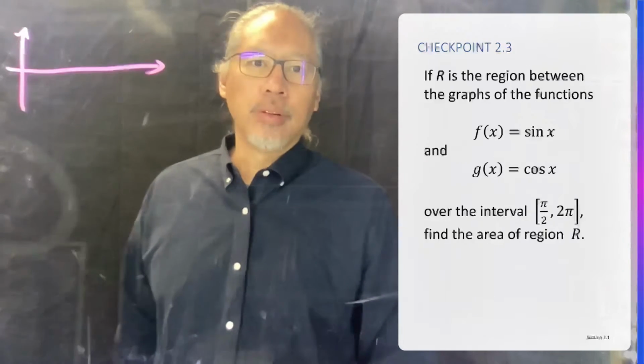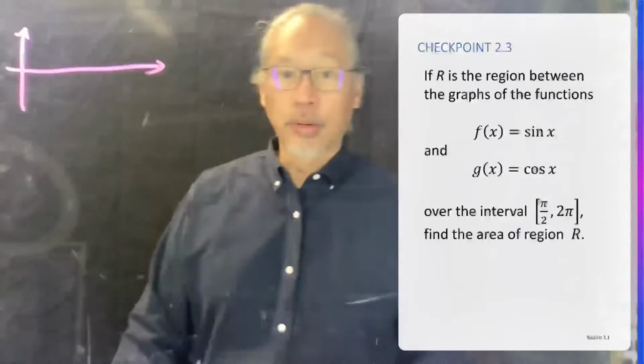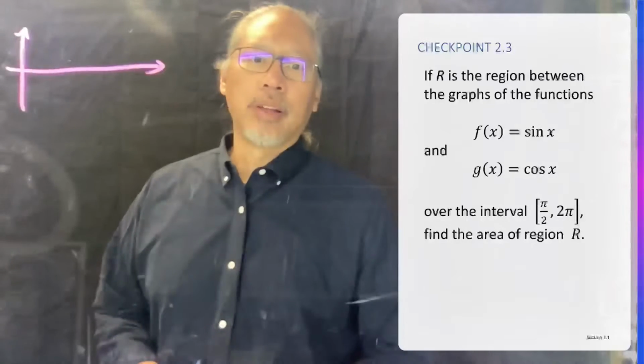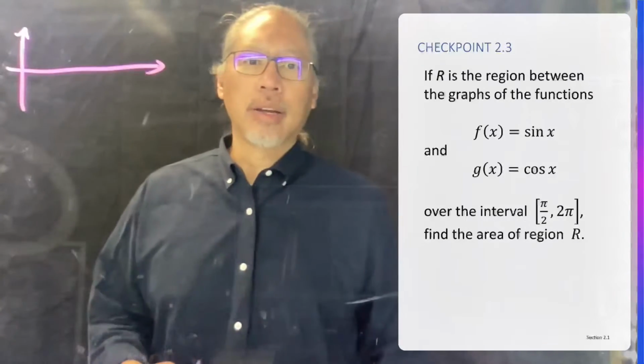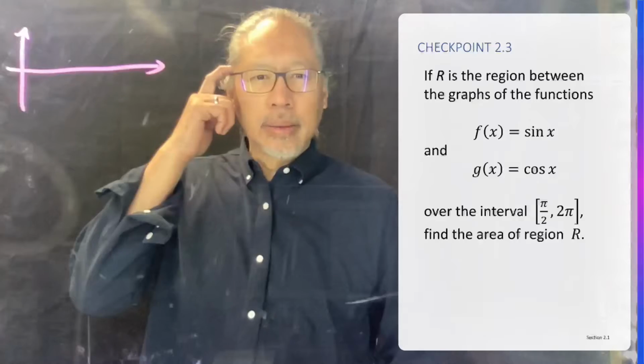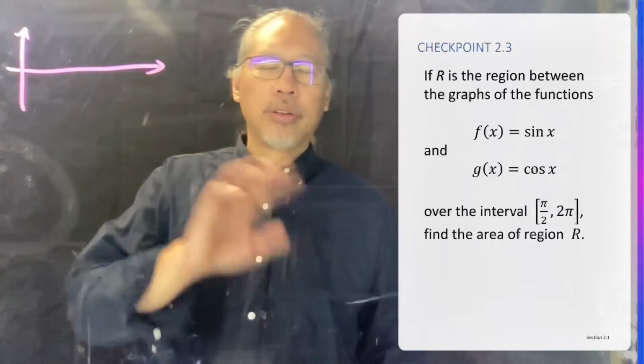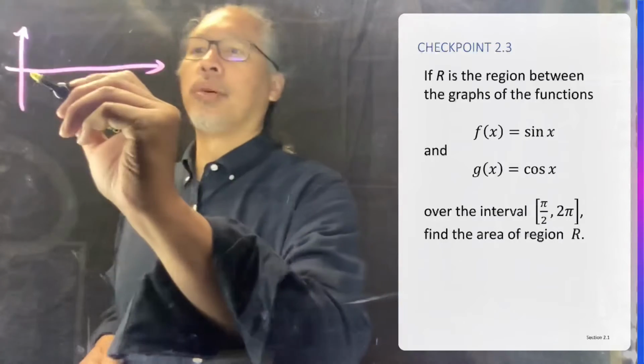Hello, this is checkpoint 2.3 from section 2.1. They want us to find the region between the graphs of the function sine x and cosine x between pi over 2 to 2 pi. So let's draw both functions.